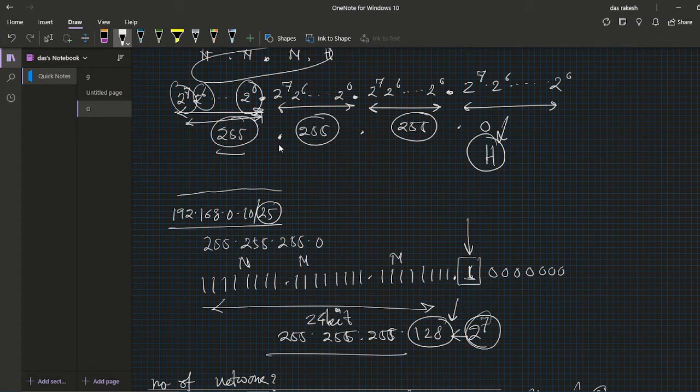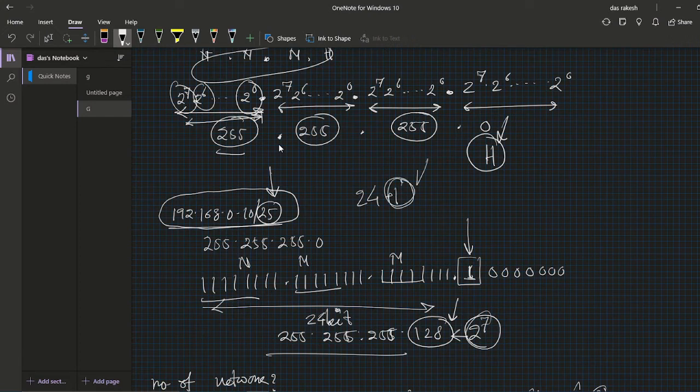Now another example. Our IP address is 192.168.0.10 and here refer /25. So what is the meaning of 25? We already know that 24 means 8, 8, 8. There is 3 into 8, 24 bits are assigned, and one extra, that means 25 means 24 plus 1. So where is the 1 coming from? Now we take this 1 from the host bit.